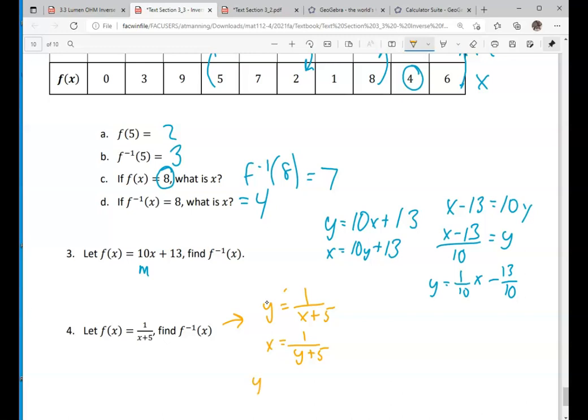I know that y plus 5 equals 1 over x. I could remember my cross product equation, x over 1 is equal to that, so I can switch these two. Anyway, I get this. And then to solve for y, y equals 1 over x minus 5. There is my f inverse.